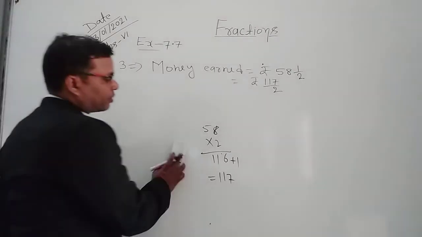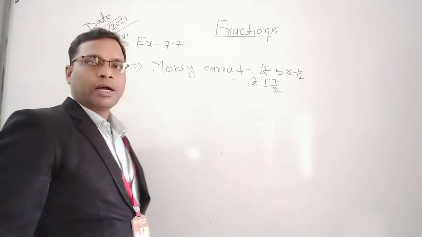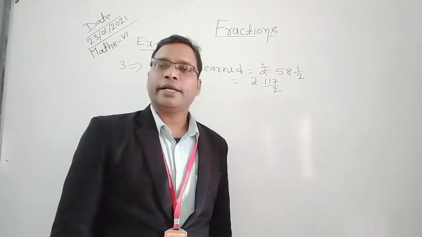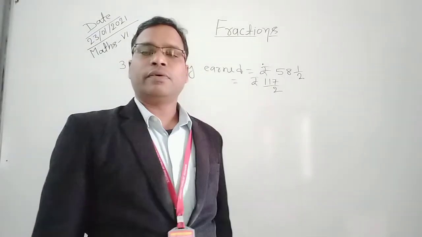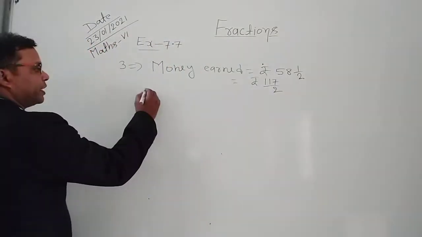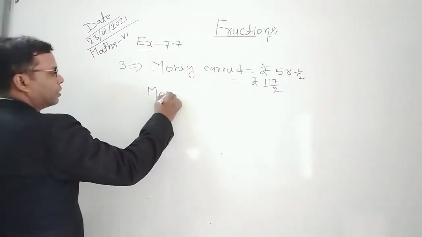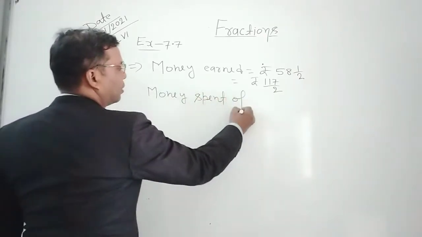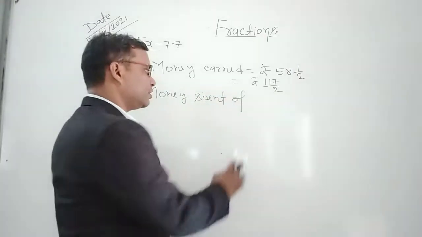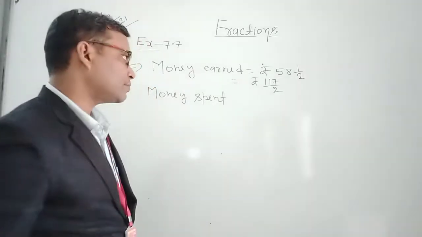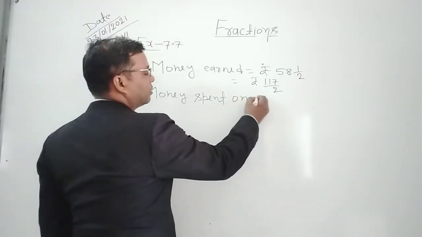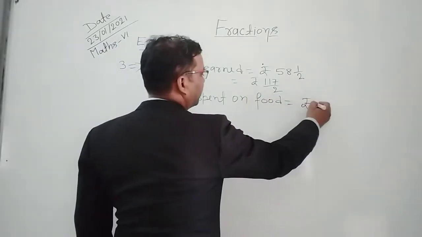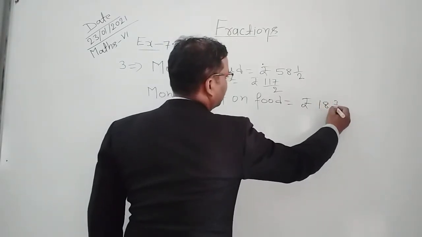Okay. Now we write money spent on food. How much money is spent on food? This is given as 18 whole 3 by 4 rupees. Okay. So we write here money spent on food. Money spent on food. This is equal to what? This is given as 18 whole 3 by 4.